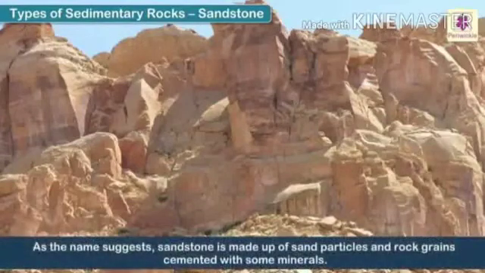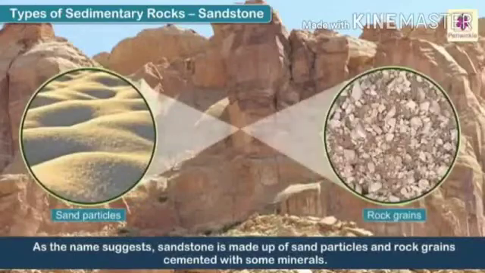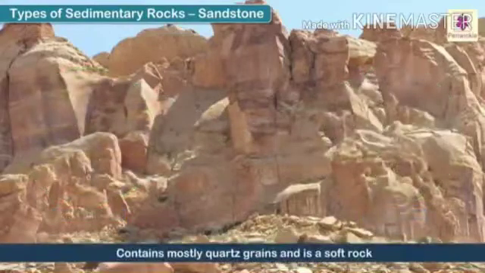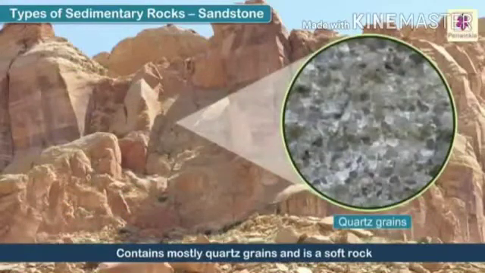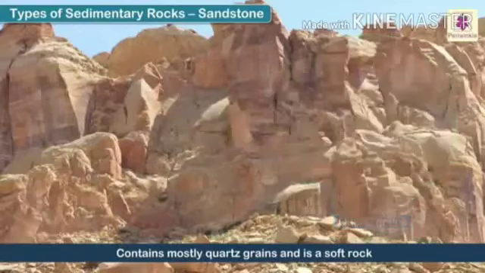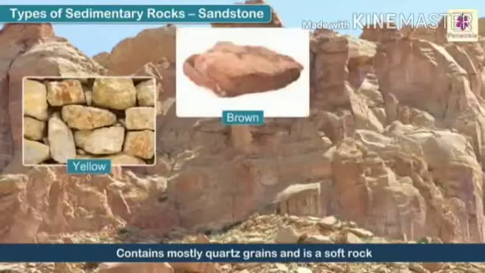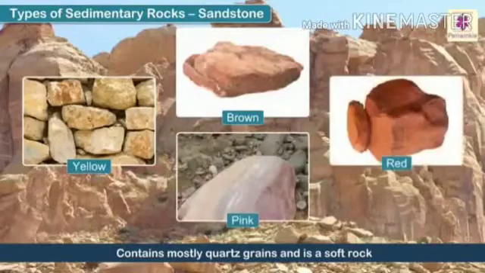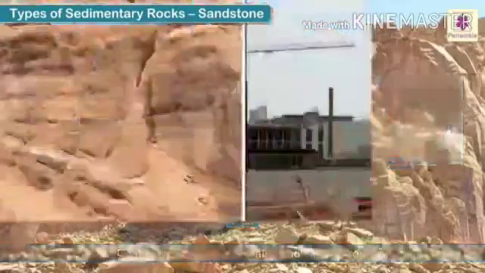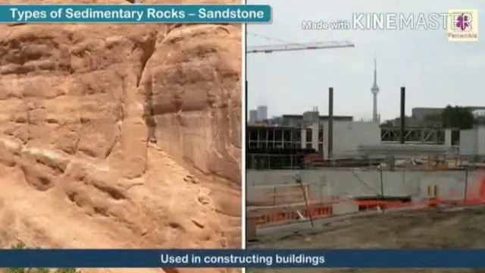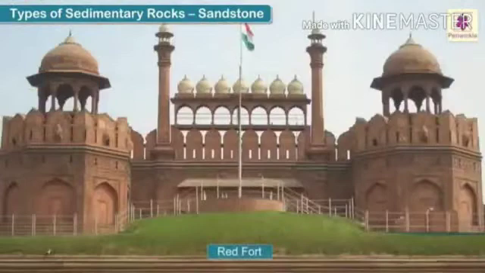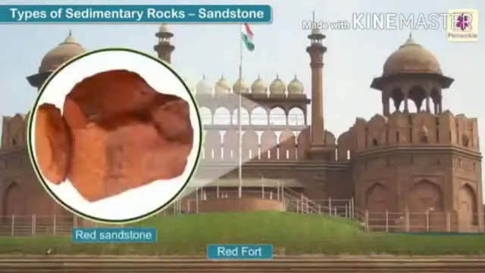Sandstone. As the name suggests, sandstone is made up of sand particles and rock grains cemented with some minerals. It contains mostly quartz grains and is a soft rock. It is yellow, brown, pink and red in color. It is used in constructing buildings. Red Fort in Delhi is made up of red sandstone.